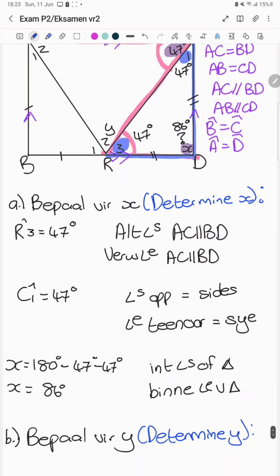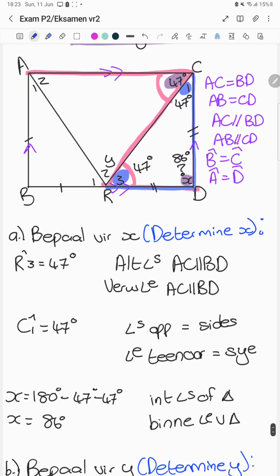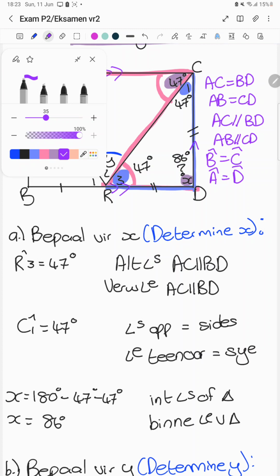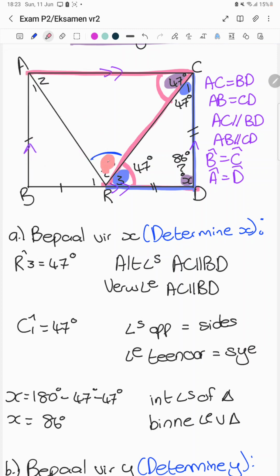Okay, so where is y? Alright, y is the angle here. Okay, let's highlight y so that we can see it. Preferably in a color. Okay, so this is y. Alright, so how can we possibly determine the value of y?